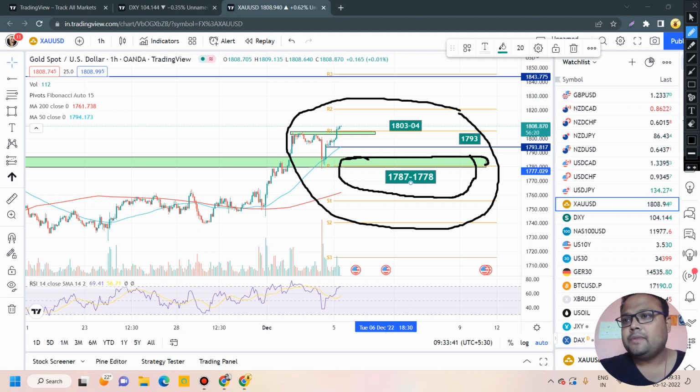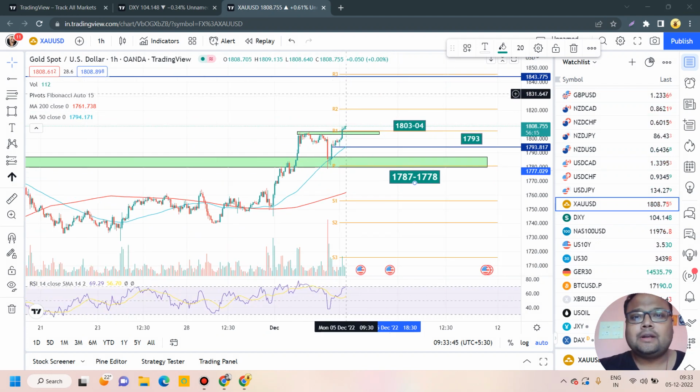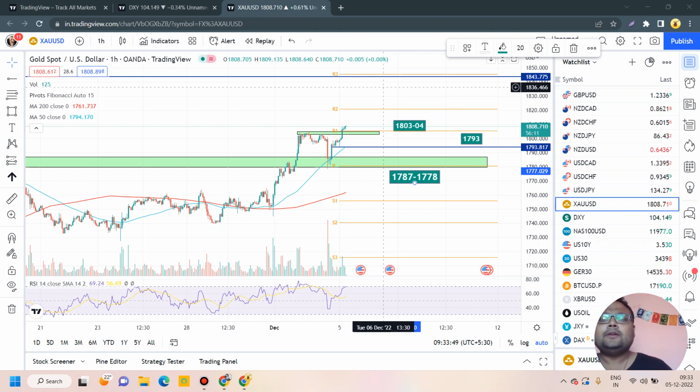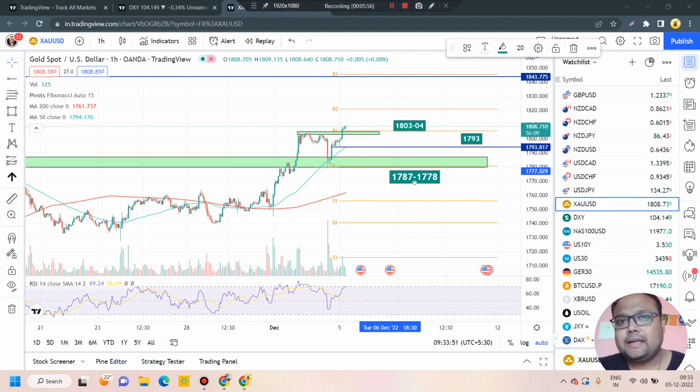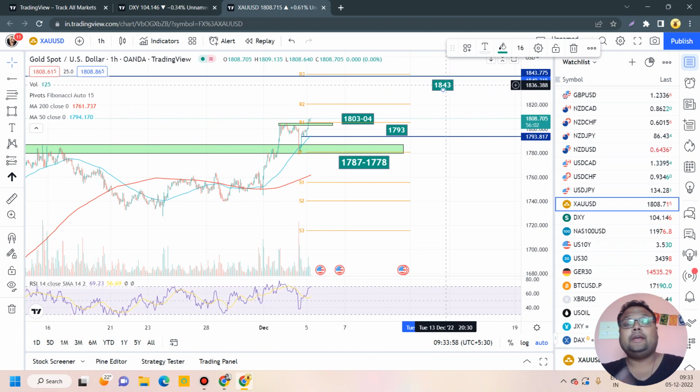And on the other hand, if you're looking for resistance, then sadly we do not have any immediate resistance on the chart of gold right now. It looks like this is a buy-at-dip kind of market going on. The only resistance is around 1843 as per the chart.